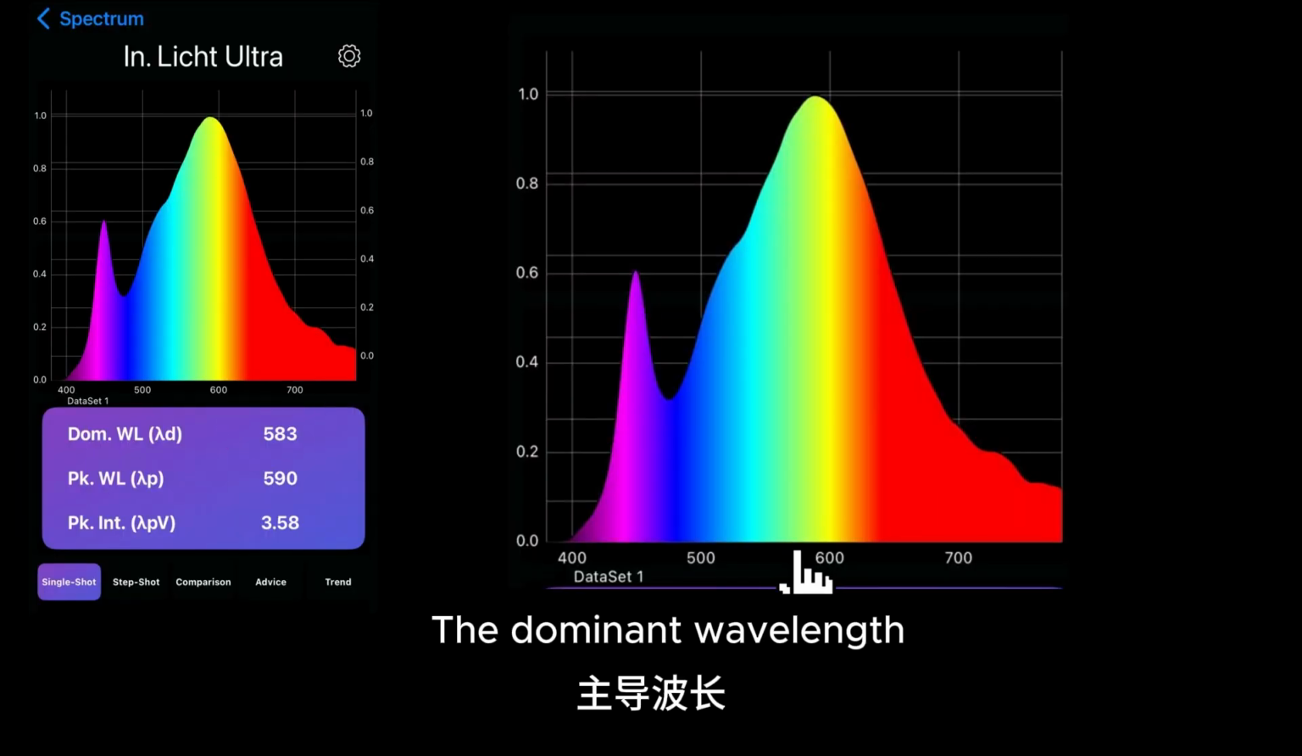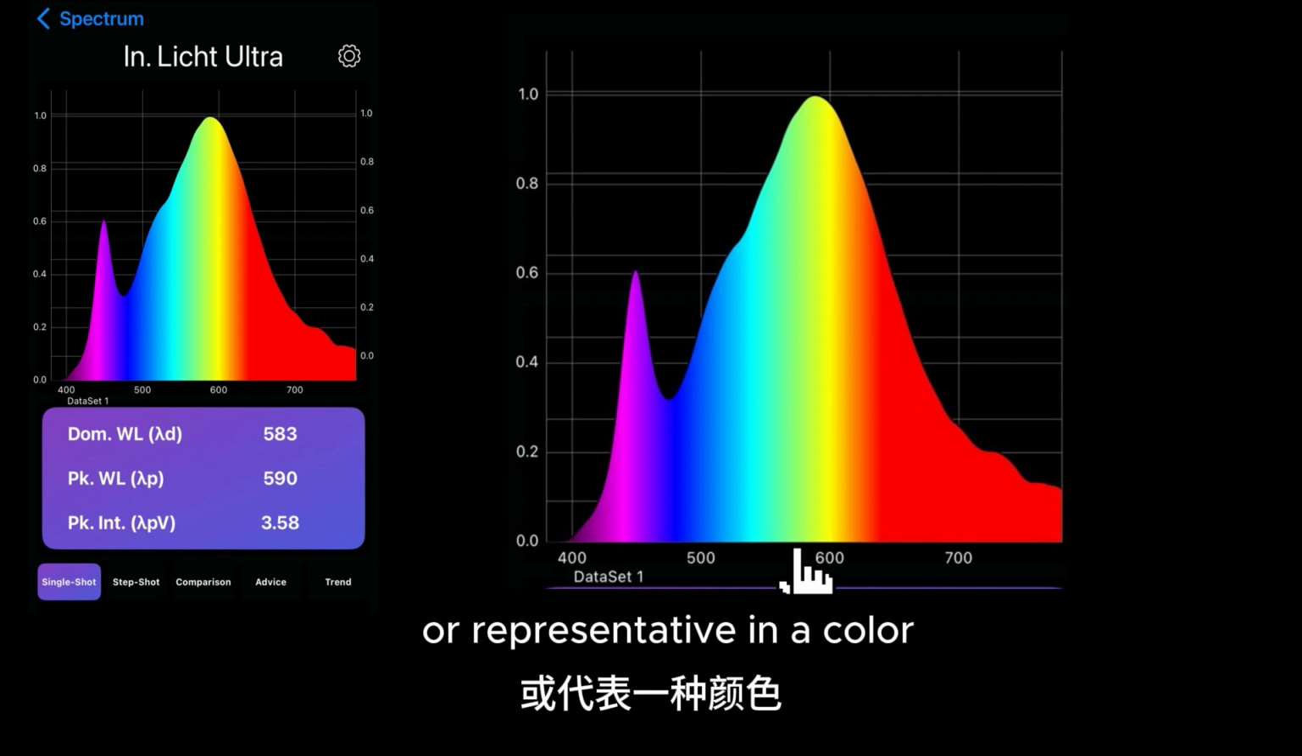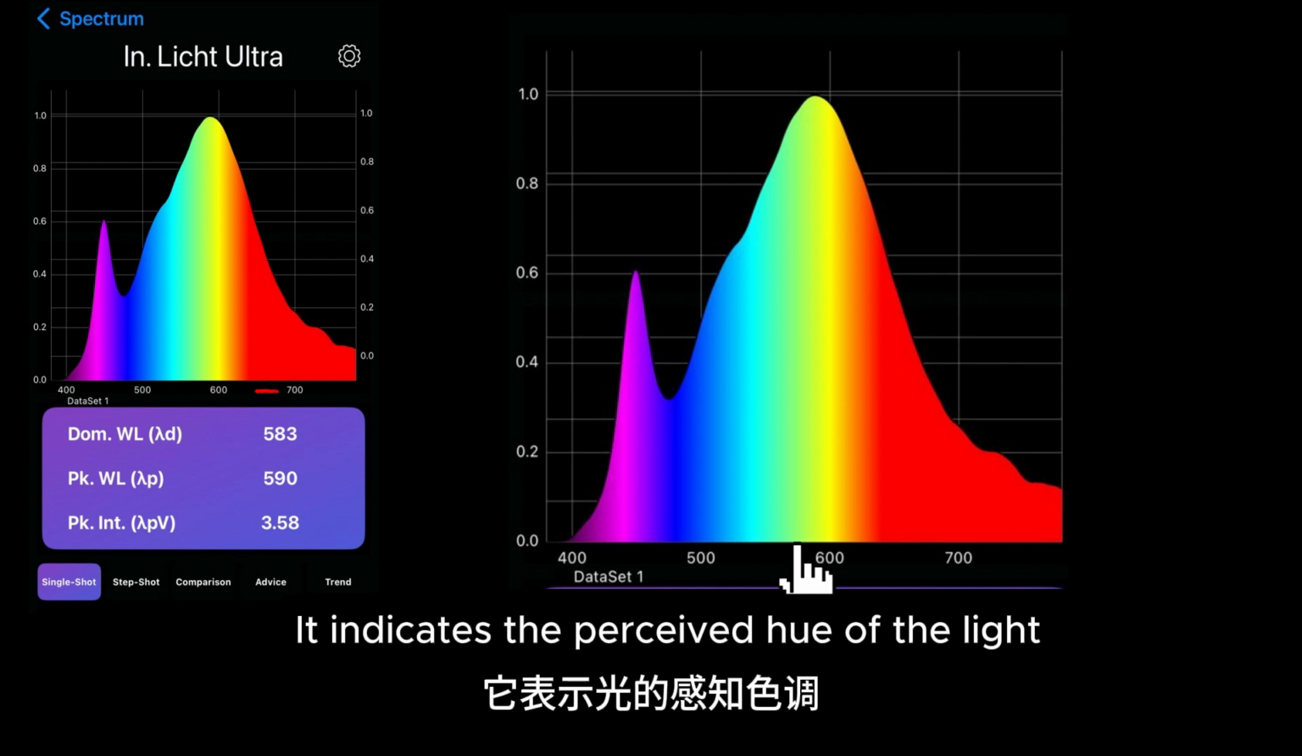The dominant wavelength refers to the specific wavelength of light that appears most prominent or representative in a color composed of a mixture of wavelengths. It indicates the perceived hue of the light.